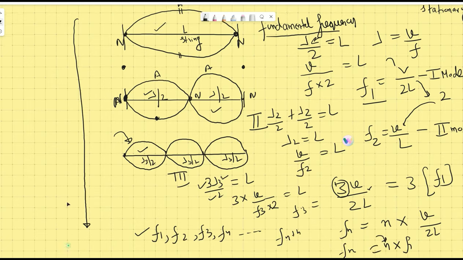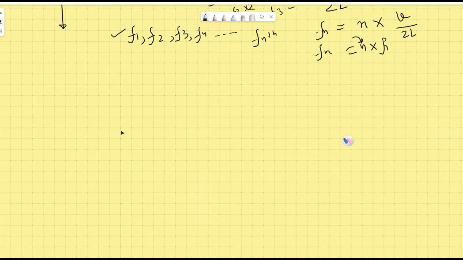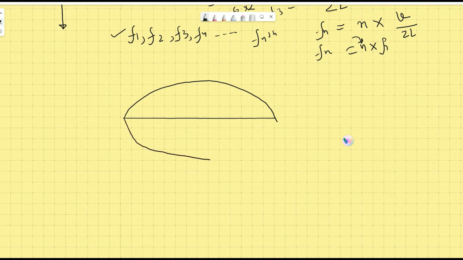Now, let me tell you one more thing. How do you observe these frequencies? So what generally is done? Now, I will give you one example. And this is directly associated with the sonometer experiment, is that you have this first mode, for example, which is getting generated. Okay. So what is done in the practical experiment is that this string is connected to an oscillator. I'm just not giving you the exact diagram. I'm just showing you it is connected to an oscillator.